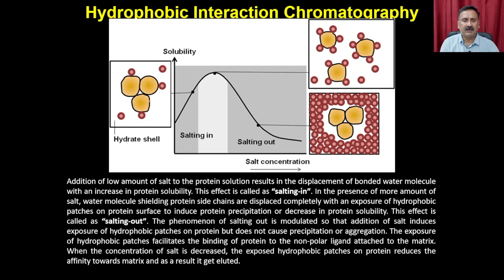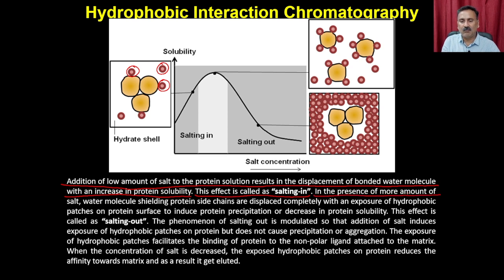So what happens is that if you add a small amount of salt, it is going to remove the bound water molecules. It is going to remove some of the water molecules, and as a result it is going to bring more space into the solution, and that's why it is going to increase the solubility of the protein molecule, and this effect is called salting in. So addition of a low amount of salt to the protein solution results in the displacement of the bound water molecule with an increase in protein solubility, and this effect is called salting in.